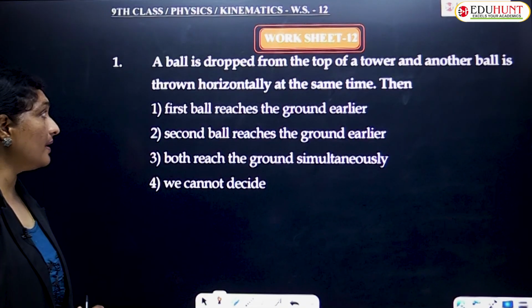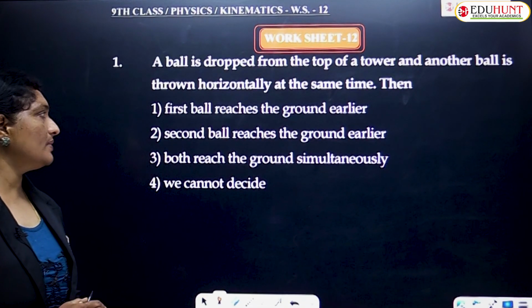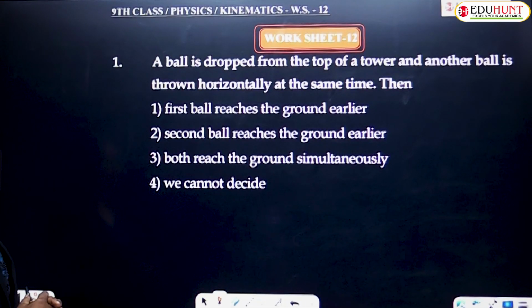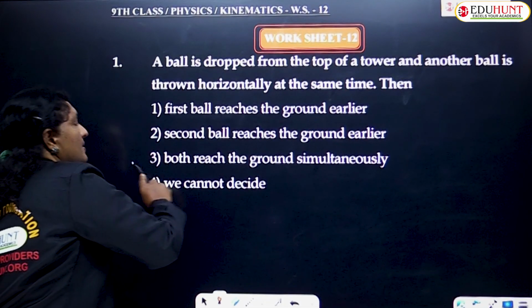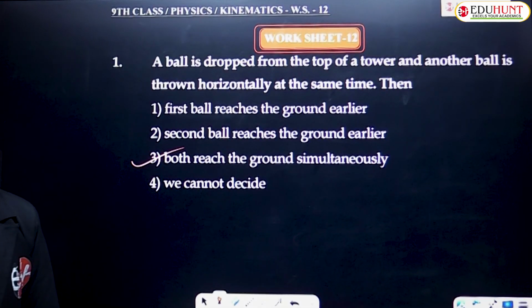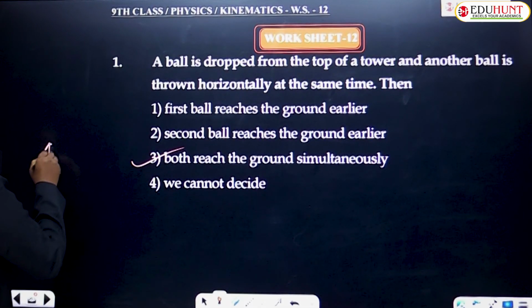Then the first ball reaches the ground earlier, the second ball reaches the ground earlier, both reach the ground simultaneously, or we cannot decide. Children, for this the answer must be both reach the ground simultaneously. Let me clear you how. Okay, so two conditions are given.